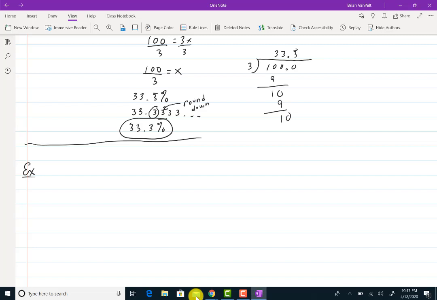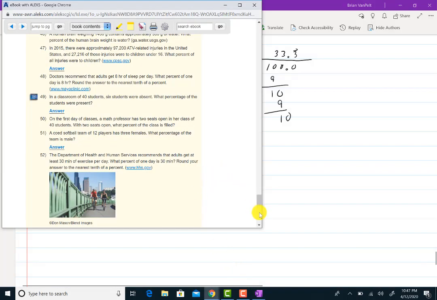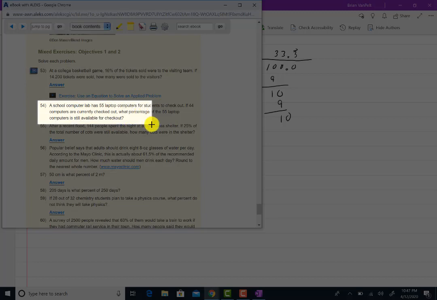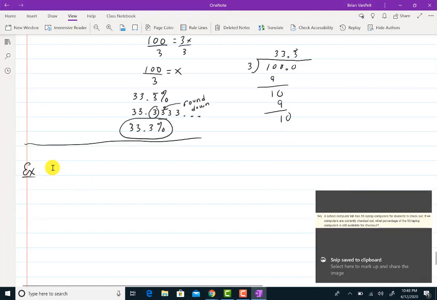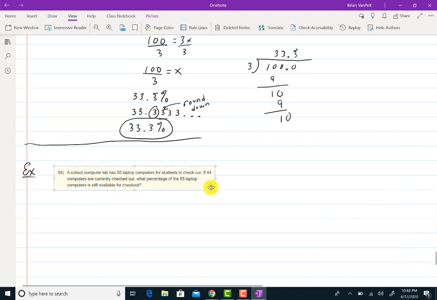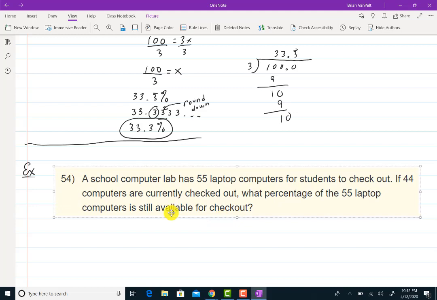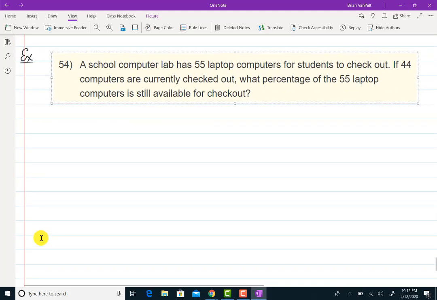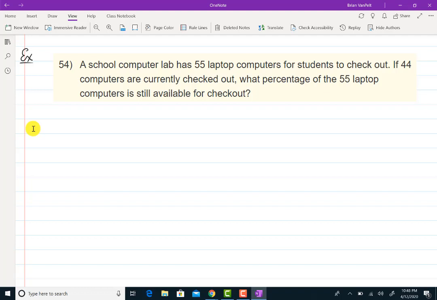My next example is number 54. A school computer lab has 55 laptop computers for students to check out. 44 computers are currently checked out. So we want to know what percentage are still left for checkout.